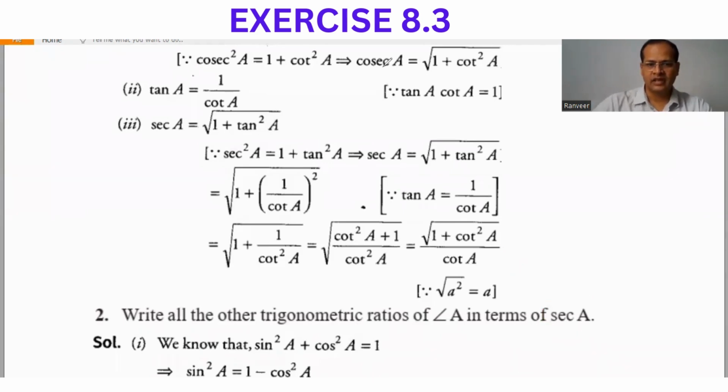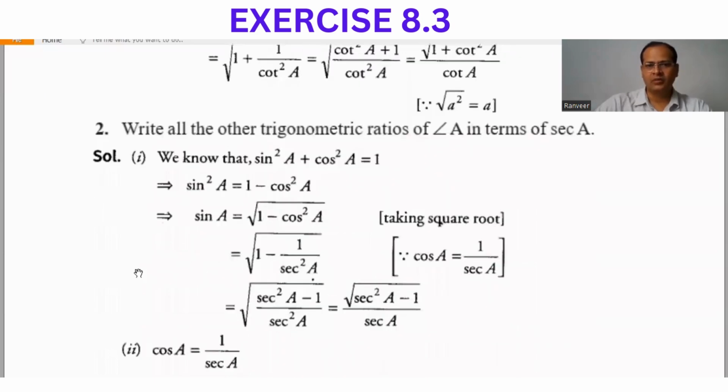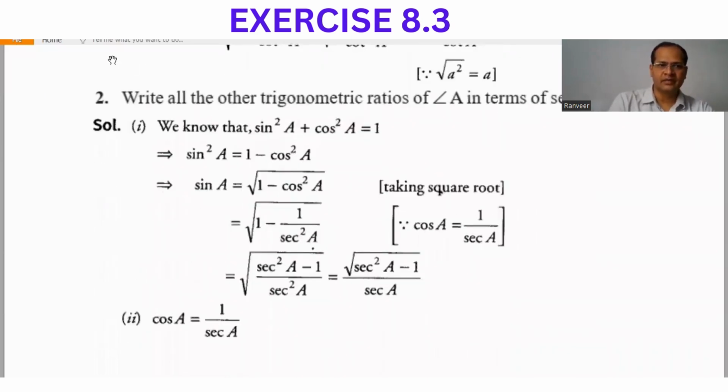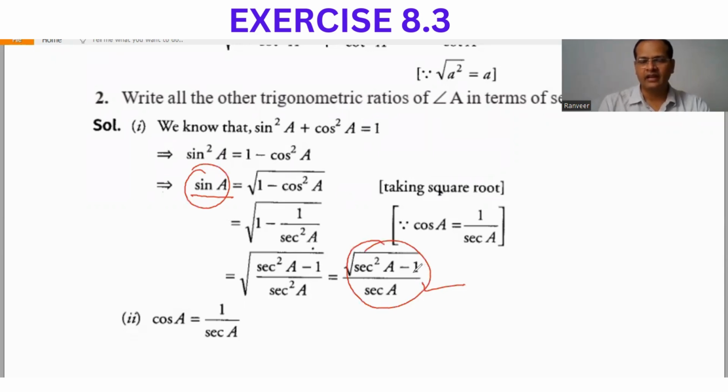Next: write all other trigonometric ratios of angle A in terms of sec A. Here also it is the same thing. Of the three trigonometric identities, we first use sin square A plus cos square A equals 1, since we want to bring in sec A. So sin A we can write as the square root of 1 minus cos square A, so 1 minus 1 by sec square A, which is the square root of sec square A minus 1 by sec A. So sin A in terms of sec, that is, the right hand side has all the terms in sec, and cos A is the reverse of sec A.